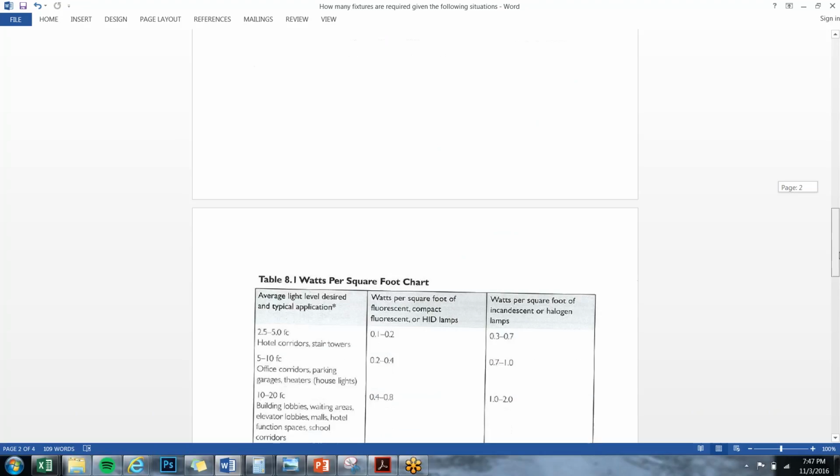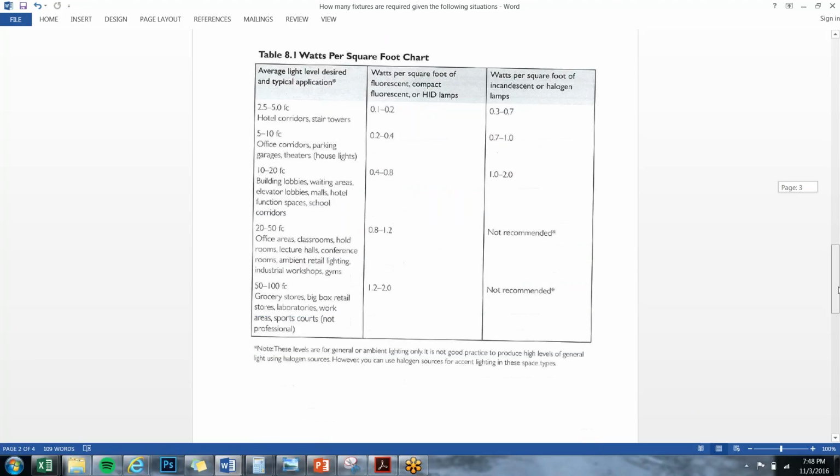All right. Here we have our watts per square foot chart. So here it's telling us the different types of areas we might be encountering, average light level desired for those typical applications. So for a hotel, we might want anywhere from 2 in corridors, let me specify, in stair towers, 2.5 to 5 foot candles. For office corridor, parking garage, or theater, we might have 5 to 10 foot candles. For building lobbies, and so on and so forth.